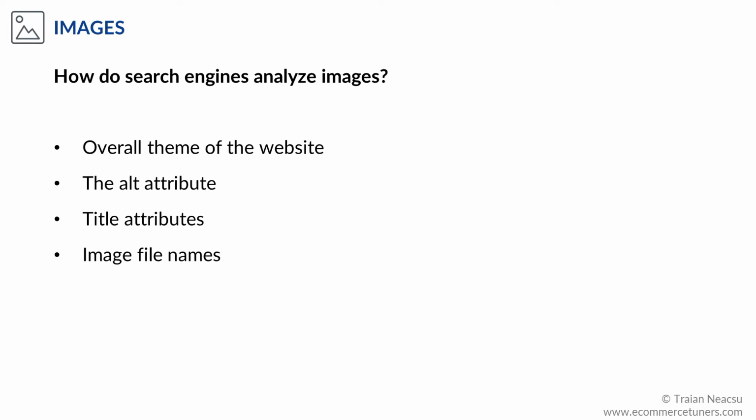They look at the overall theme of the website. For instance, adult websites will have all images tagged as adult and will be filtered out when the Safe Search filter is on. Search engines will use the alt attribute of the image tag. The content of the alt text is directly used in document relevance analysis. The title attribute of the image tag is not cached, but it can provide additional context. They also use image file names.